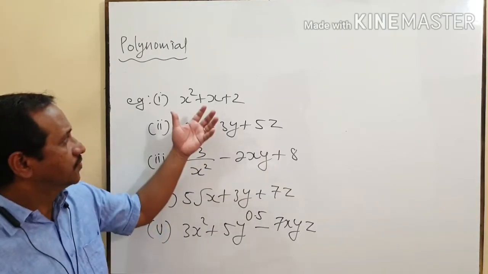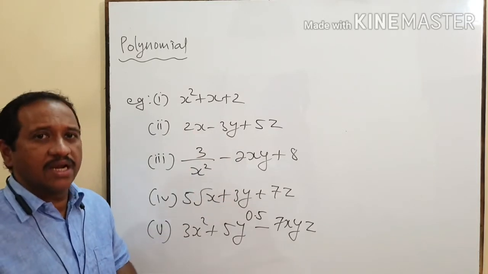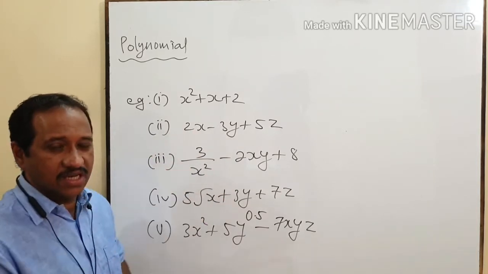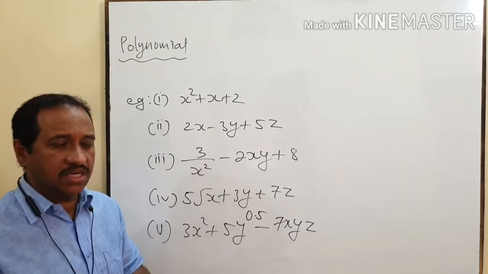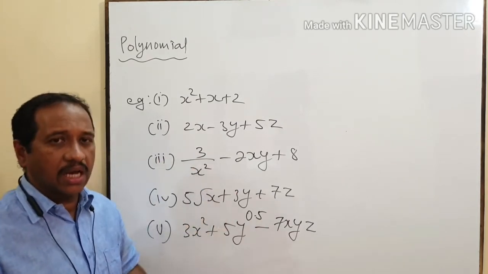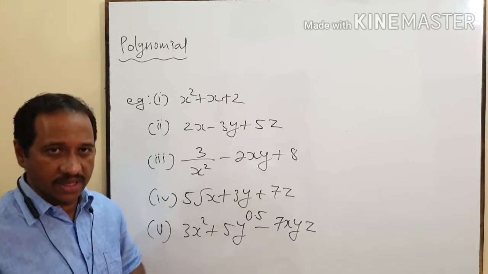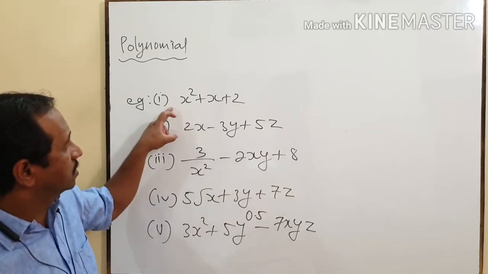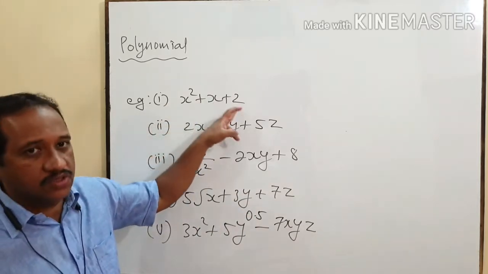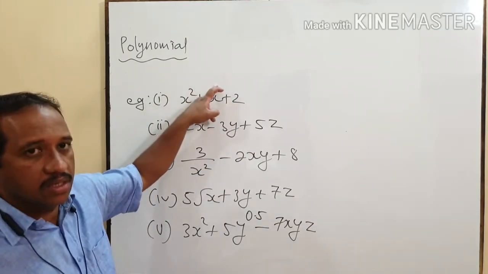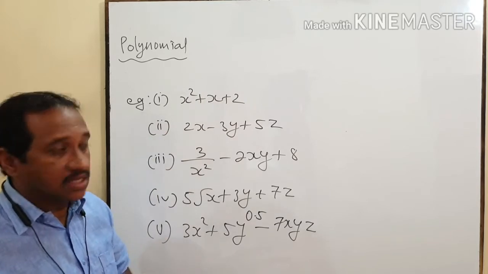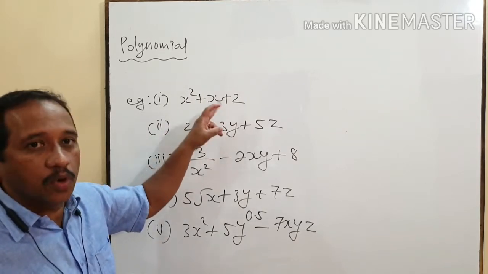Here you can see a few algebraic expressions. Let us see which of these expressions are polynomials and which are not, and also check why they are polynomials and why they are not. Let us see the first example: x square plus x plus 2. Here the powers of the variable x are 2 and 1, which are positive integers. So this is a polynomial.